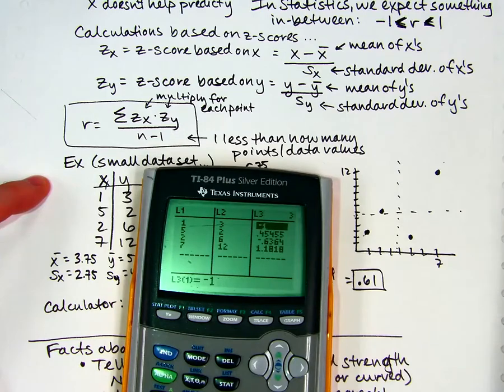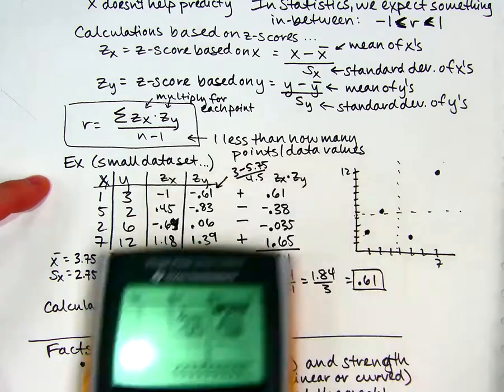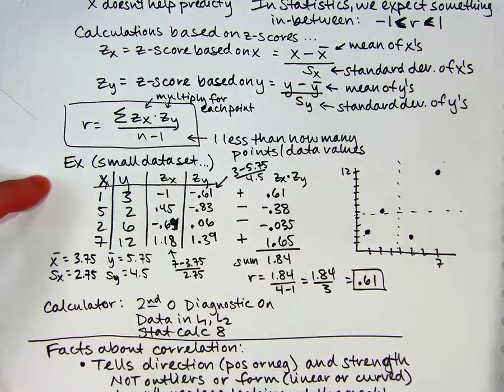So I did that to find the zx's, and then I did it again to find the zy's by doing L2 minus the mean of L2, which is 5.75, parentheses divided by the 4.5. So that's a shortcut that you could do either here or on a spreadsheet if you wanted to, and that just tells it how to fill in that column by using the formula. So there's the z's, x's, and y's.